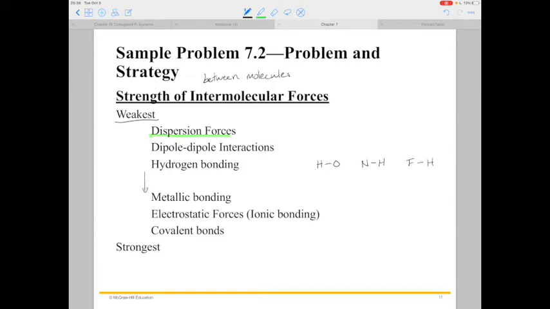Then there's a big jump, a big gap, and then we get to metallic bonding, that sea of electron bonds, electrostatic forces that occur in ionic bonding, and then finally the absolute strongest intermolecular forces are the covalent bonds in a network solid. So ranking these intermolecular forces by strength is going to be important for understanding properties of solids and liquids.